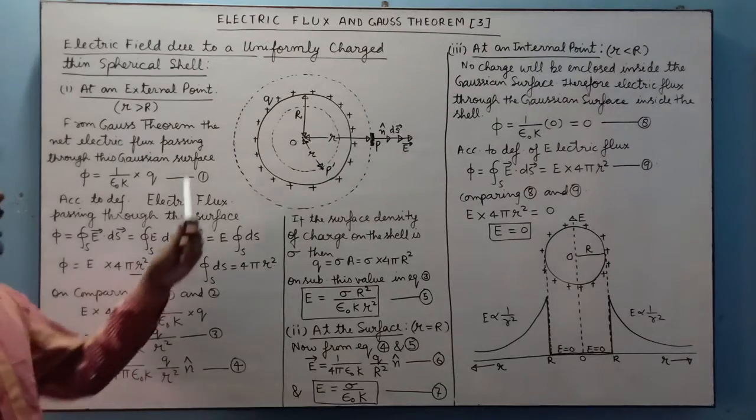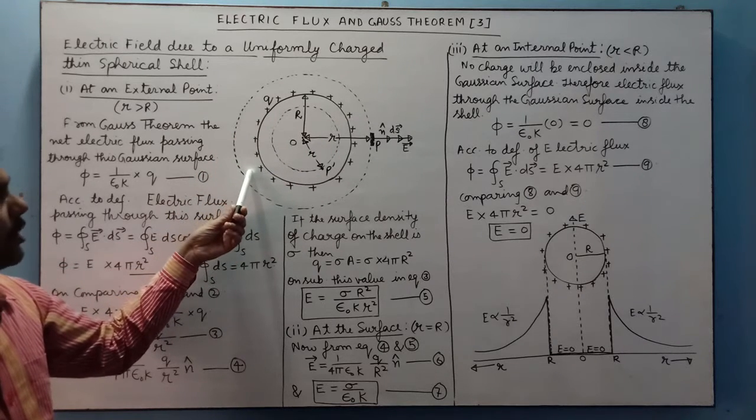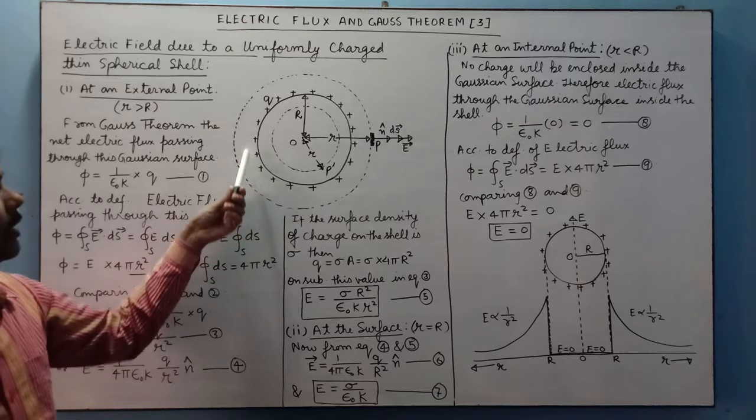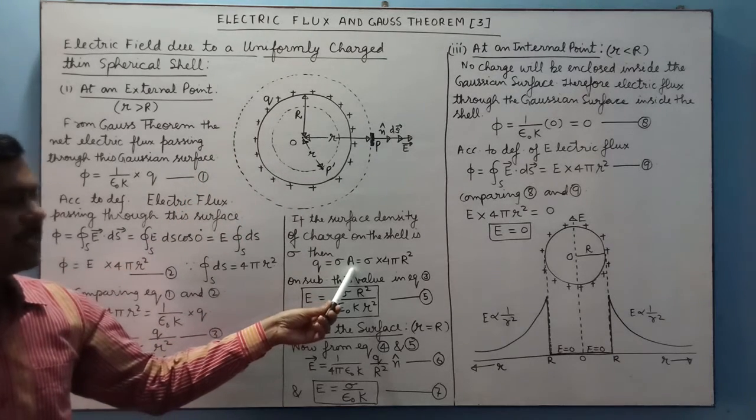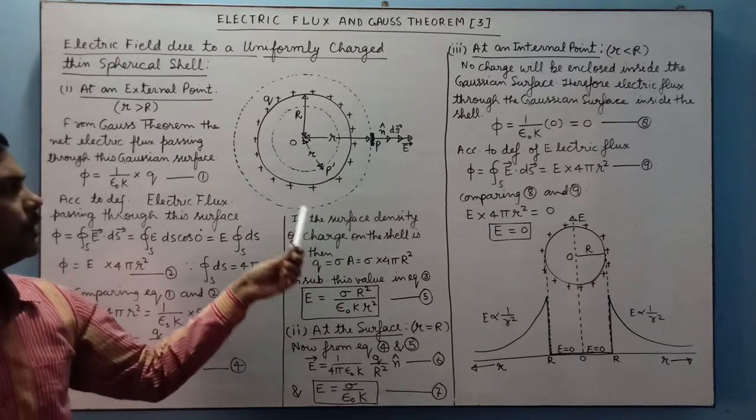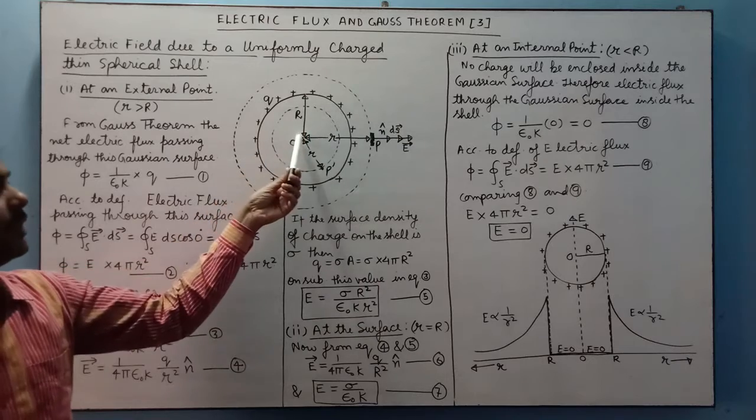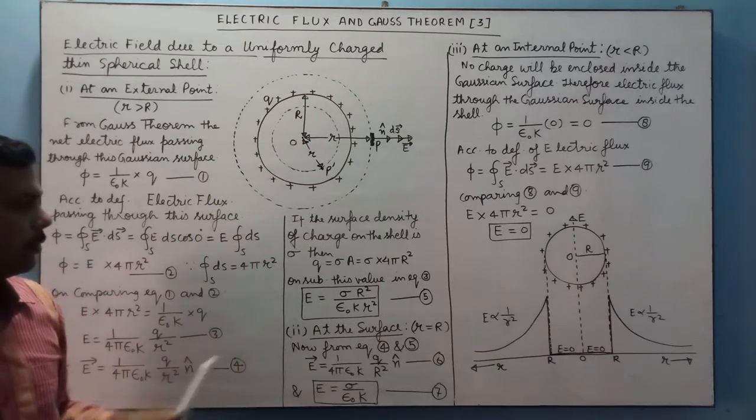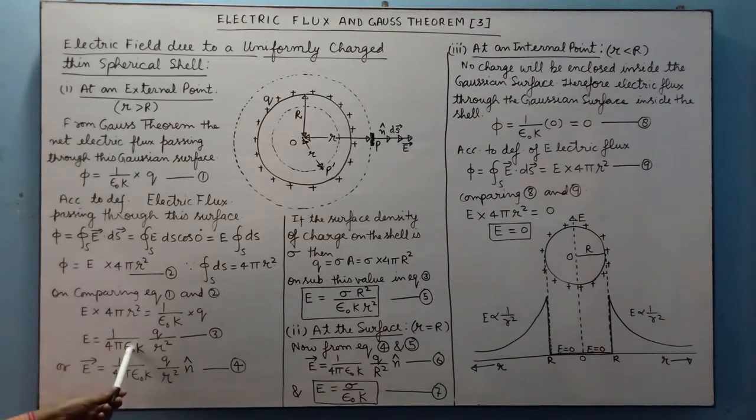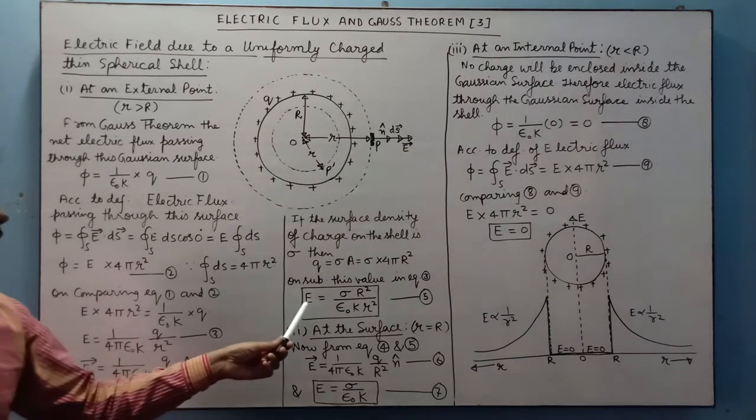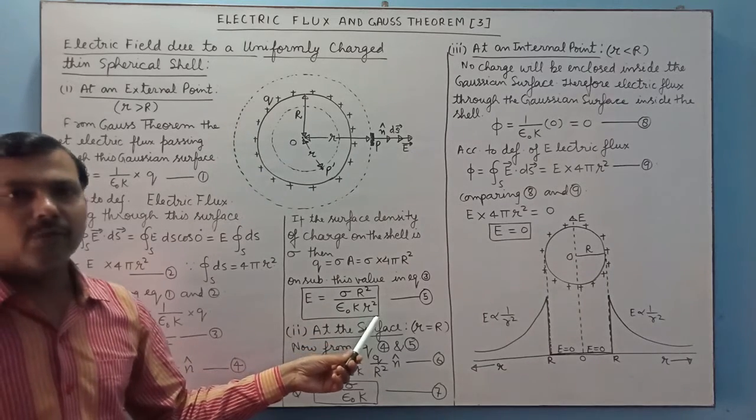If the surface charge density of charge on the spherical shell is sigma, then we can write this charge q is equal to sigma into A, where A is the area which is equal to 4 pi r square, r is the radius of this spherical shell. So on substituting this value of q in this equation number 3, we can obtain electric field is equal to sigma r square upon epsilon 0 k into small r square.